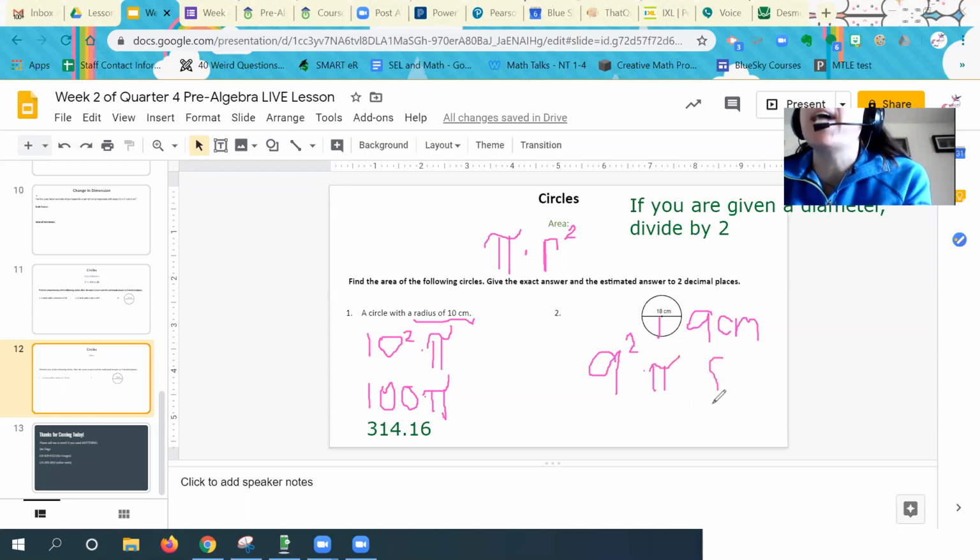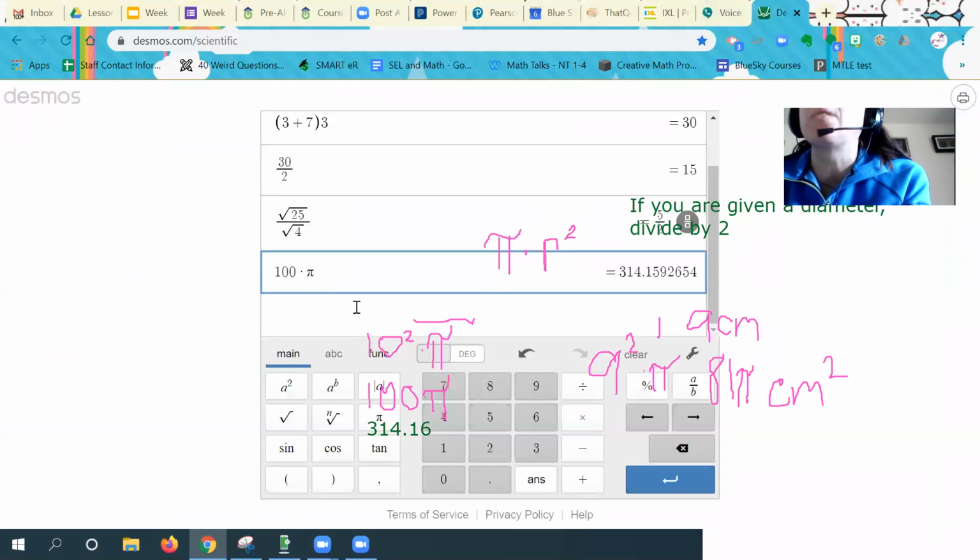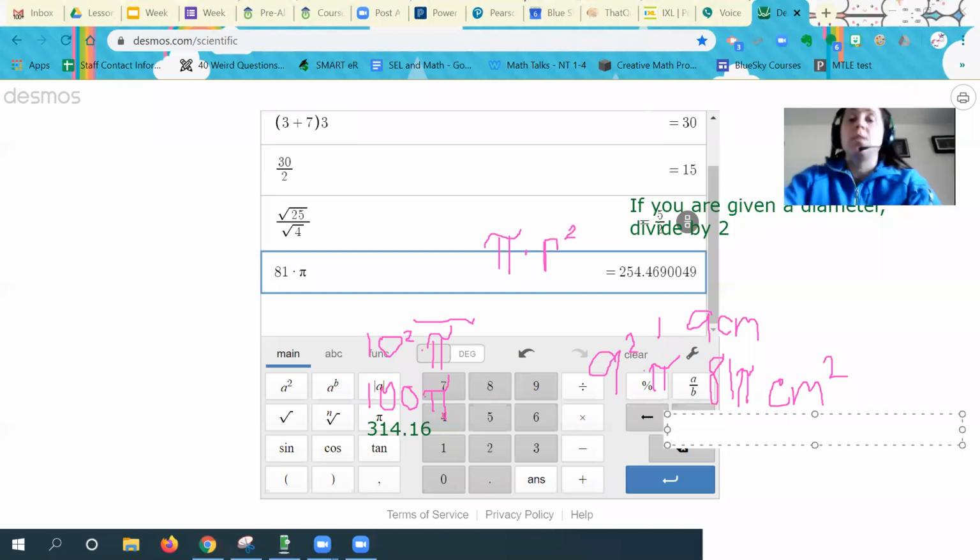That gives me an exact area of 81 pi. And this one's an area, so we would say centimeters squared. And then if I wanted the estimated answer, I would go to Desmos and type in 81 pi. So you get 254.47, and you would round it to centimeters squared.